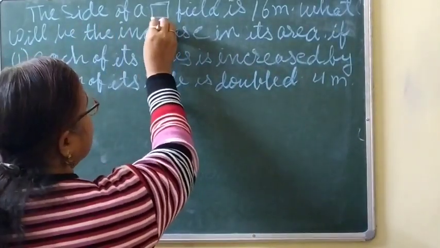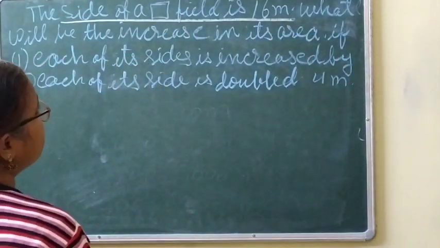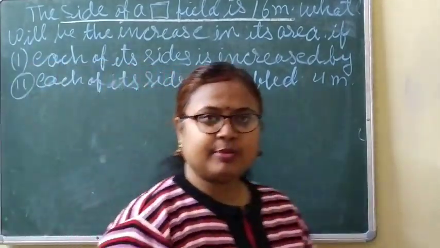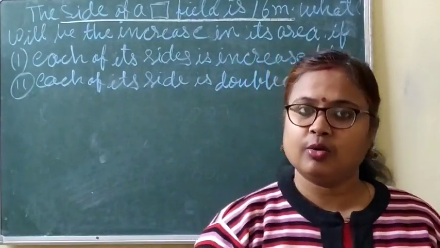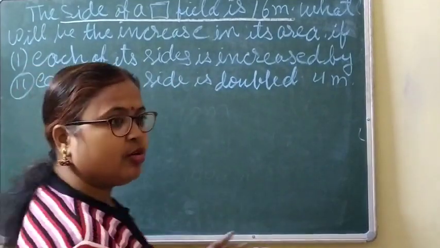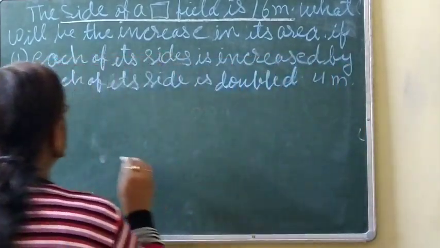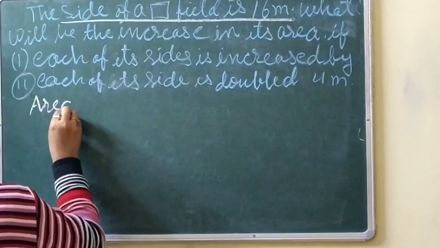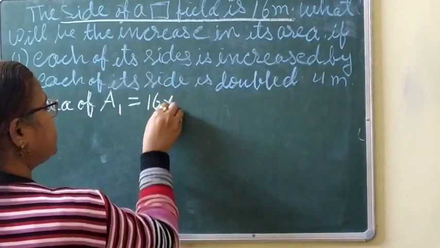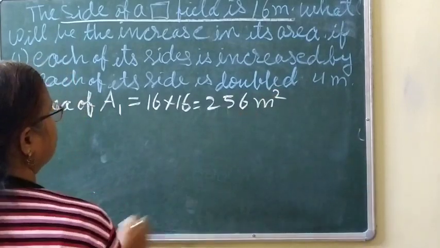This is the question. How we will solve it? The side of a square field is 16 meter. What will be the increase in its area? Clear? So first we will find out what? In such type of question, first we will find out the original one. Original we will always take as A1. So A1 will be 16 into 16, equal to 256 square meter.